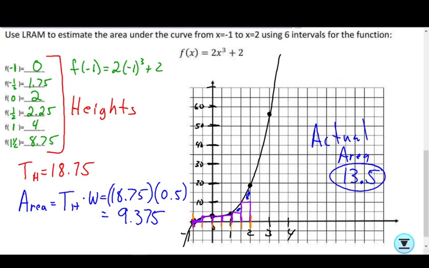Okay, so just make sure that when you're doing these that you're starting off on the correct number. So for instance, if we had started off at -1/2 instead of -1, that would have been like doing RRAM. So make sure you're starting at the right point and ending at the right point.